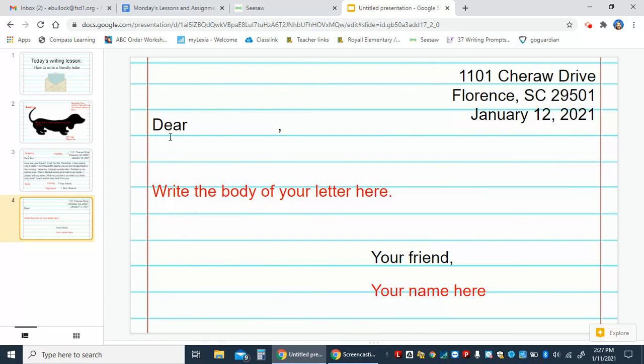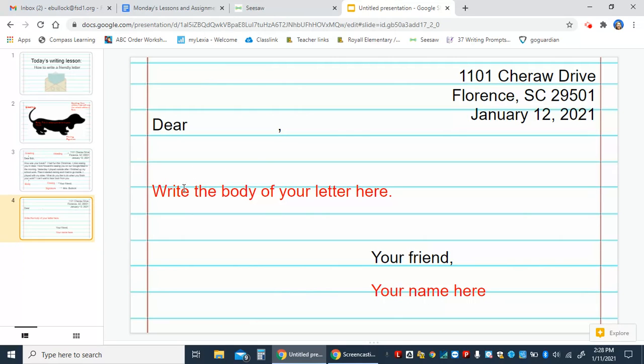Here is a little template to get you started. On your own piece of paper, I want you to find a piece of paper at home to use for today. And you're going to start by coming over to the top right-hand corner of your paper. You're going to write our school's address and then today's date. Okay? And then you're going to come to the left side and you're going to write dear and your friend's name. Don't forget your little comma after your greeting.